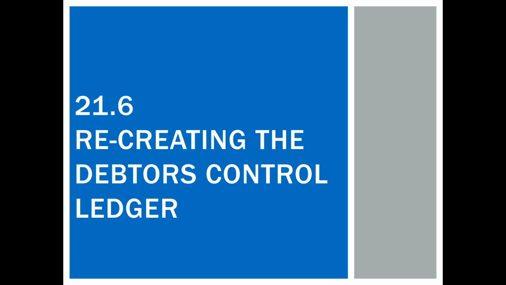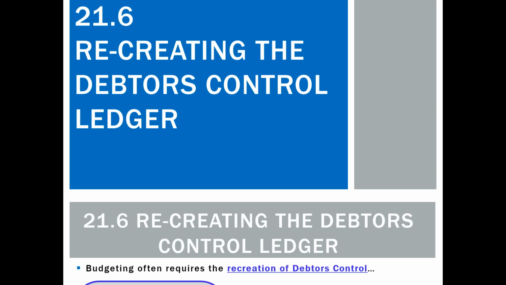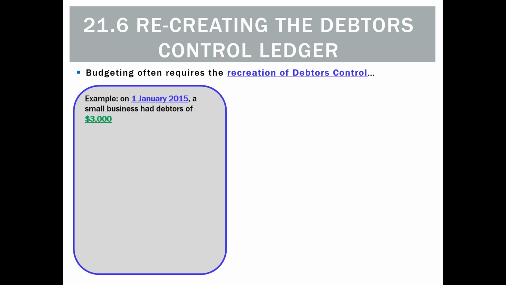Recreating the debtors control ledger is actually a task that helps us budget. So for example, maybe we have the following figures. At the start of this year, we think that we actually did have debtors of $3,000. And then we start to do some budgeting.